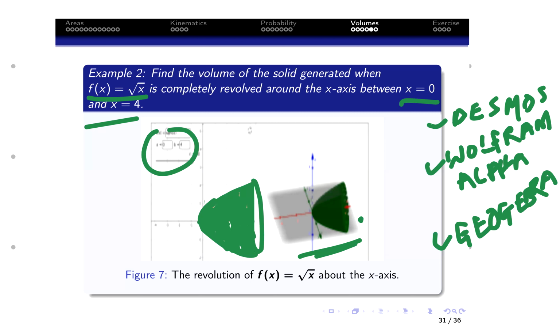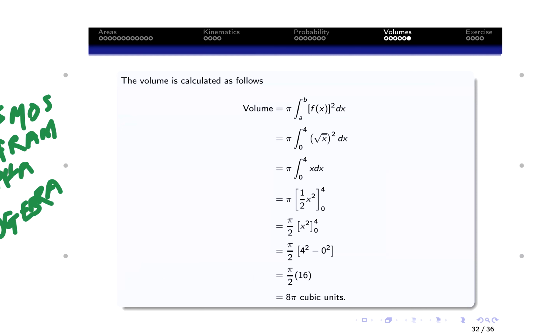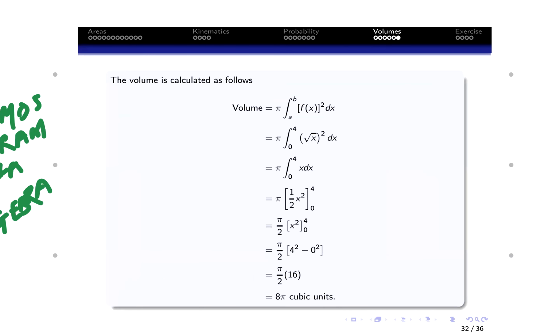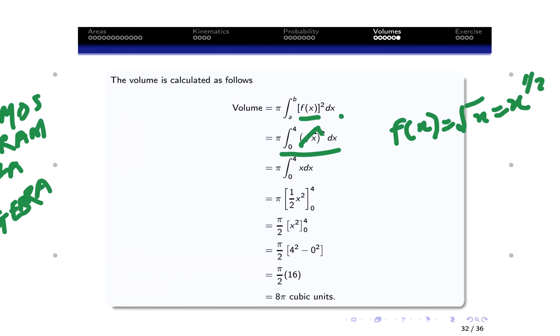All right, so how do you calculate the volume now? The formula is clear. Volume is pi integral from a to b of f of x squared dx. In this case, our f of x is simply square root of x, which is x raised to power half. So you have pi integral from 0 to 4 of square root of x raised to power 2 dx. Of course, the power cancels the root, and then you have pi integral from 0 to 4 of x dx.